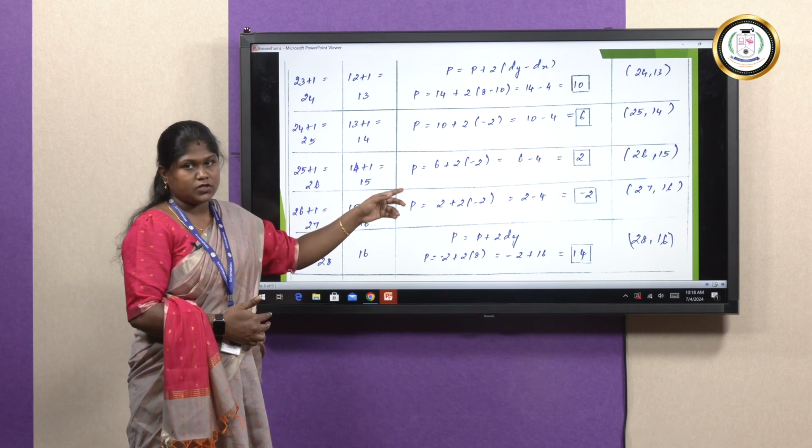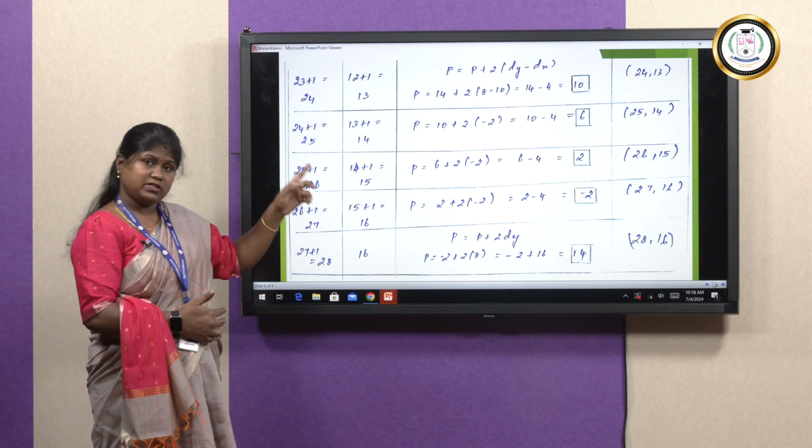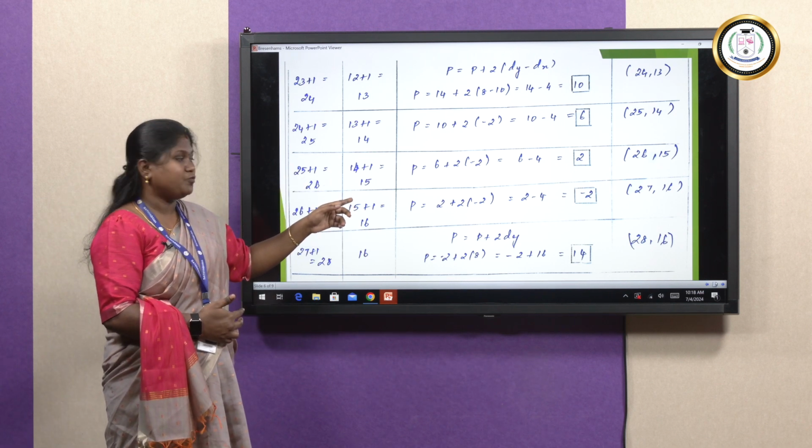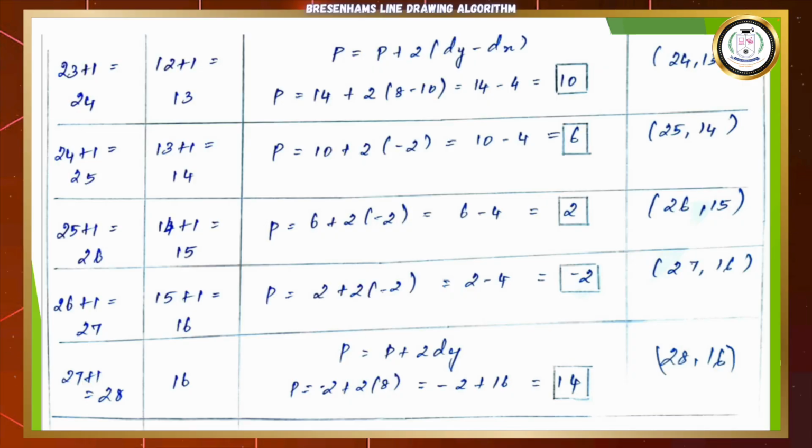And the p value is positive. Again, 1 will be added to x and 1 will be added to y, and we will be using the same formula since the earlier p value is positive, and the value we got is minus 2. So the coordinates are 27, 16.